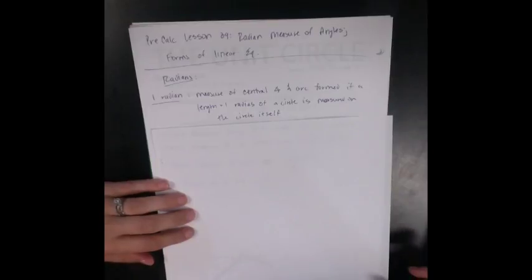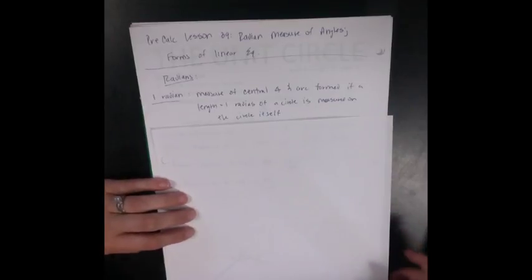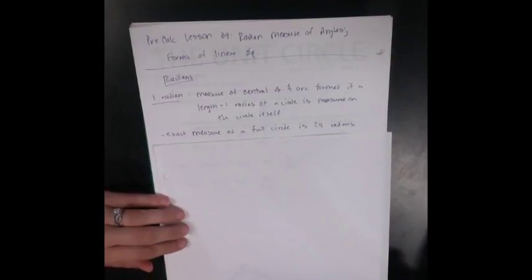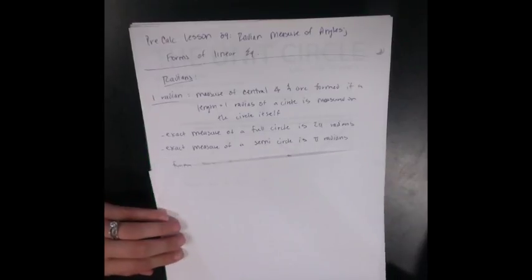So radians, the actual definition of a radian, is the measure of a central angle and arc formed if a length of one radius of a circle is measured on the circle itself. You don't need to know that, it's just kind of a fun fact. But what does it mean? The exact measure of a full circle is 2 pi radians. The exact measure of a semicircle is pi radians.